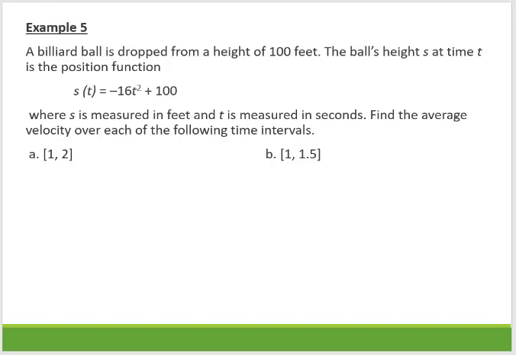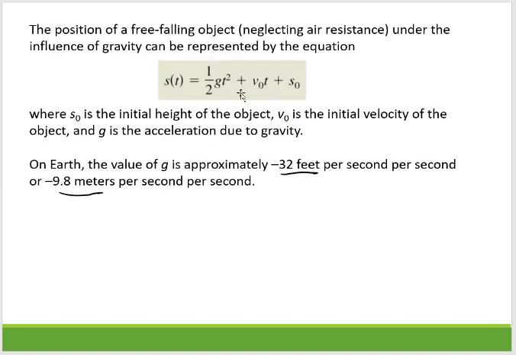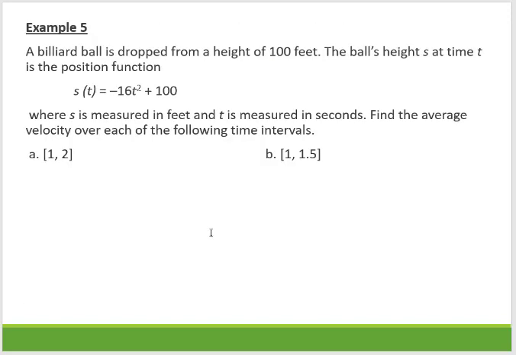Okay, so this first example. A ball is dropped from 100 feet. The ball's height at time t is given by this function. If you think about it, it starts at 100 feet, and its initial velocity is 0 because I'm just standing on top of a building and dropping it. Anyway, I just wanted to show you guys that the formula actually works out.